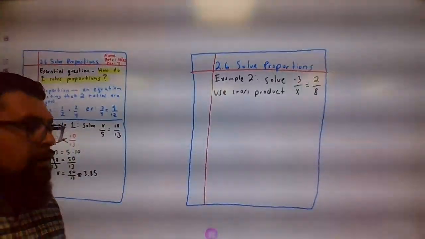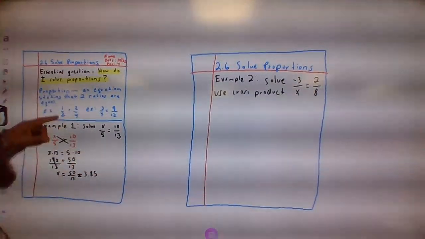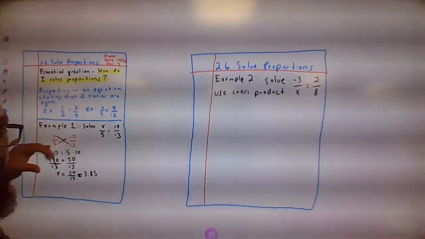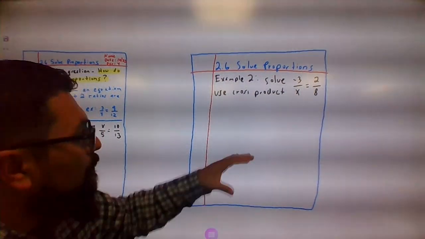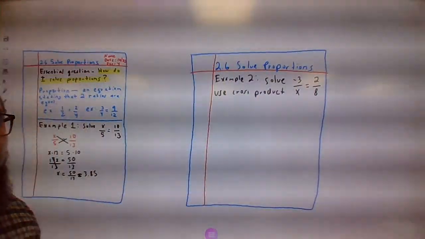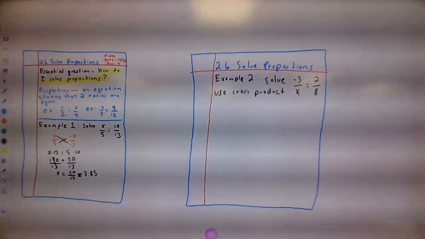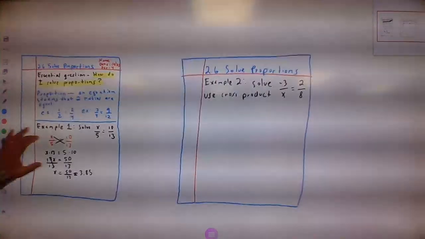All right, guys, so we're on to example number two. Now, if you run out of room here or you still have room here, go ahead and do example two over here on this side. If you run out of room, then go ahead and do example two on this side, on the back. All right, guys, so let's continue.